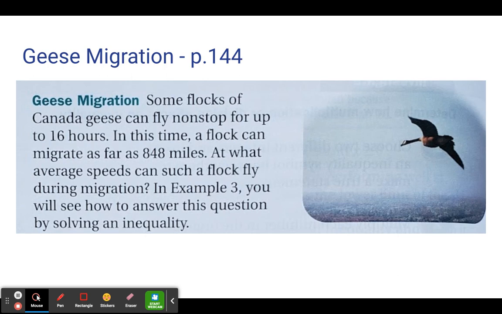So without any further ado, we have a lovely story about some geese migration. Some flocks of Canada geese, feels like they should say Canadian geese, but I guess Canada geese is a breed of goose. Canada geese can fly nonstop for up to 16 hours. In this time, a flock can migrate as far as 848 miles. At what average speeds can such a flock fly during migration?